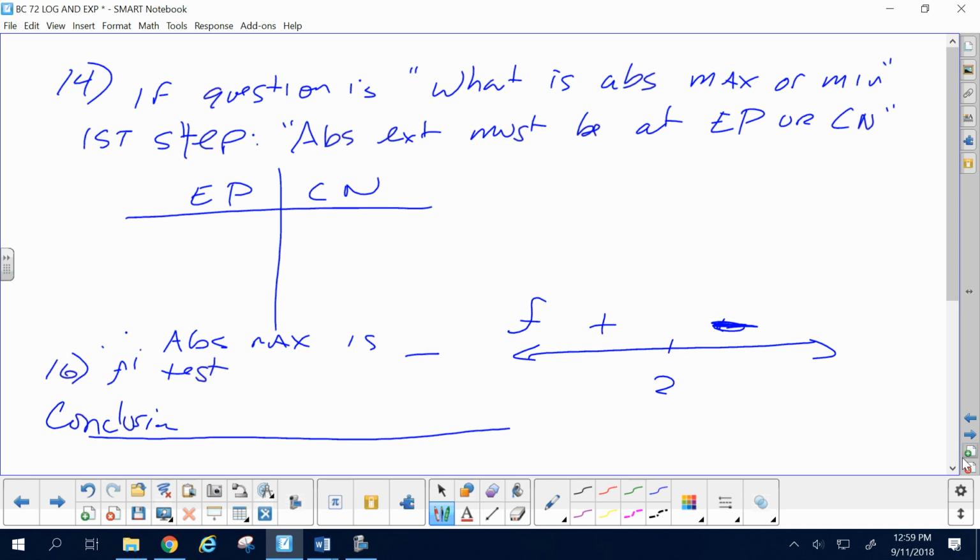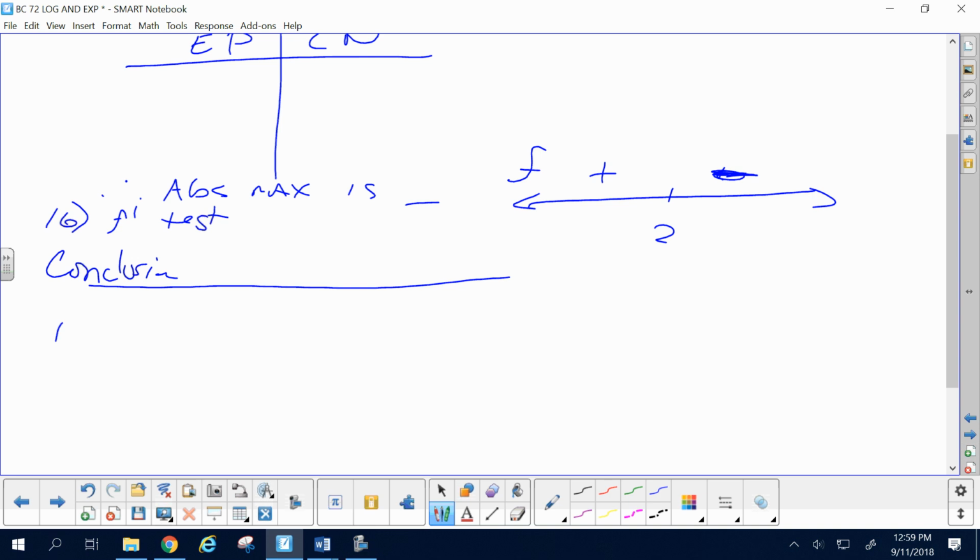Number 18, second derivative test. Some of you, your conclusions to the second derivative test are unsatisfactory. It is not okay to say something like, max at x equals 2 because f double prime is negative. Why is that not enough? I'll draw you a picture. Here's this, and here's 2.